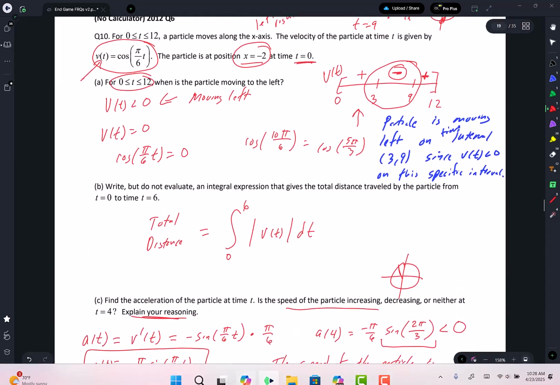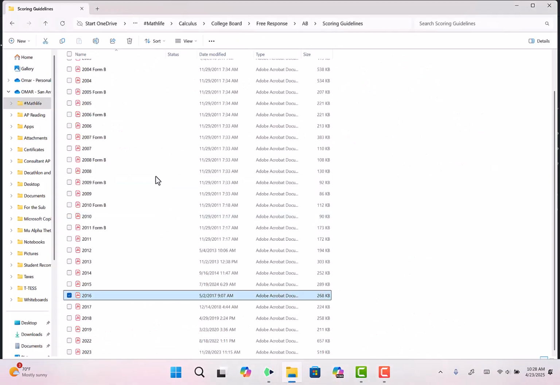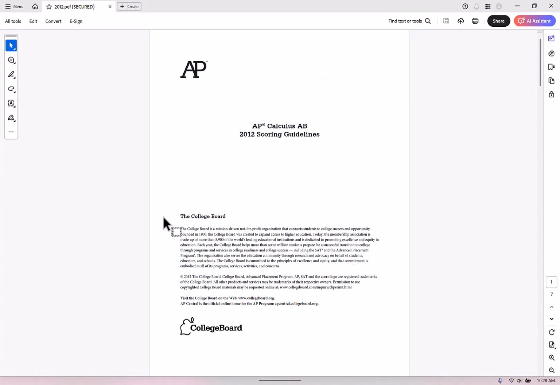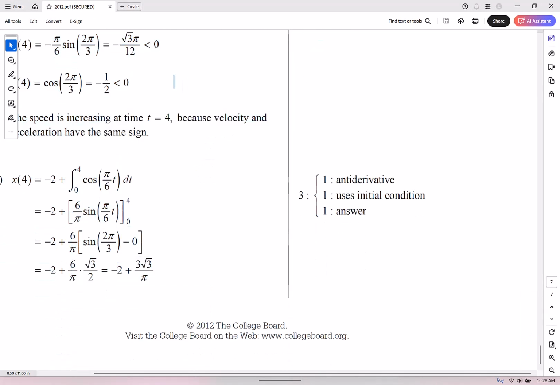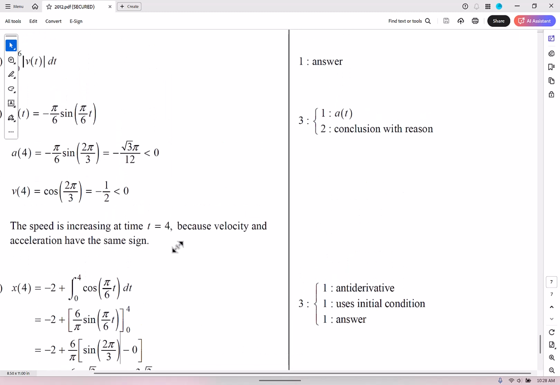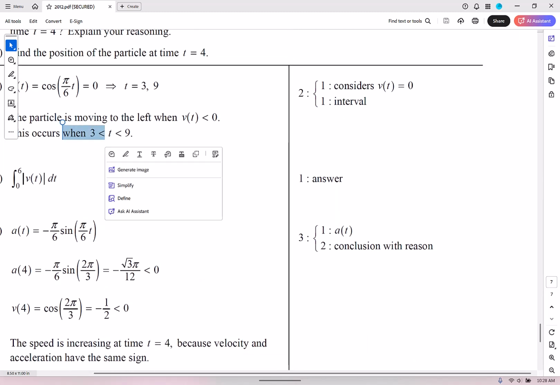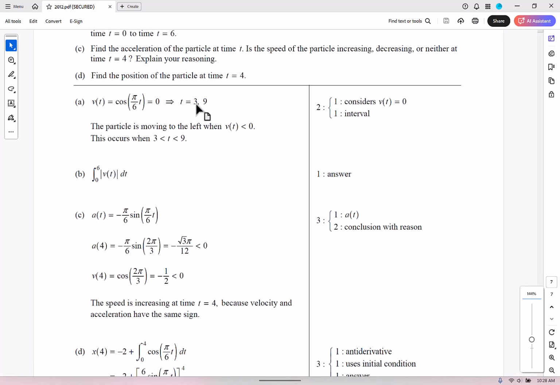So 2012, question 6. All right. Let's see. Oh, I saw a decimal. Don't worry, guys. We're almost done. Nope, we did it right. Here we go. V of t equals 0 at 3 and 9. Look, check it out, guys. They gave you a point for considers V of t equals 0. So if you wrote V of t equals 0, they give you a point. The particle is moving to the left, where velocity is negative. This occurs between 3 and 9. Perfect. We said the same thing. Letter B, we got that 1 point.